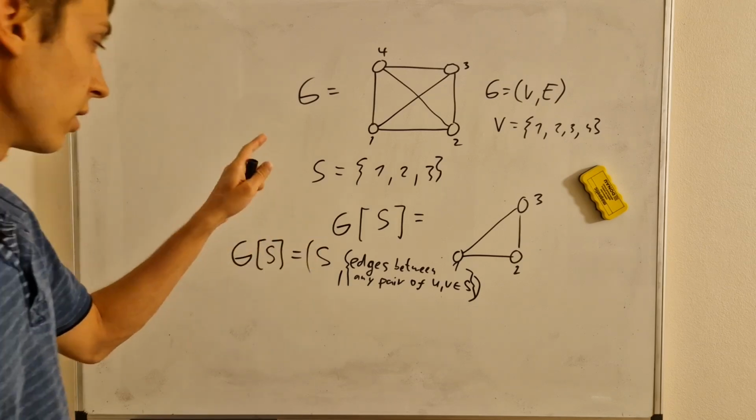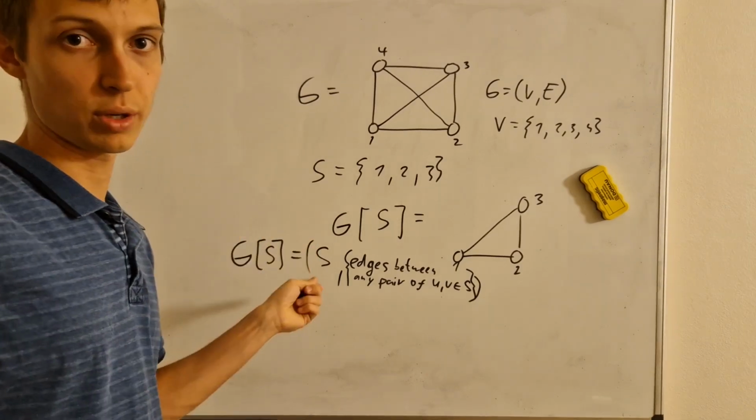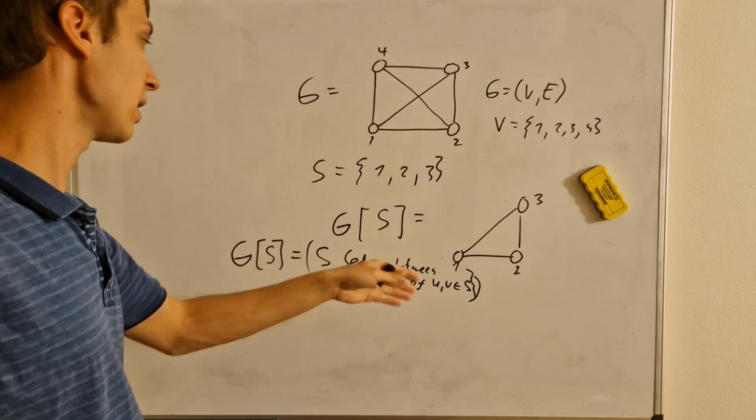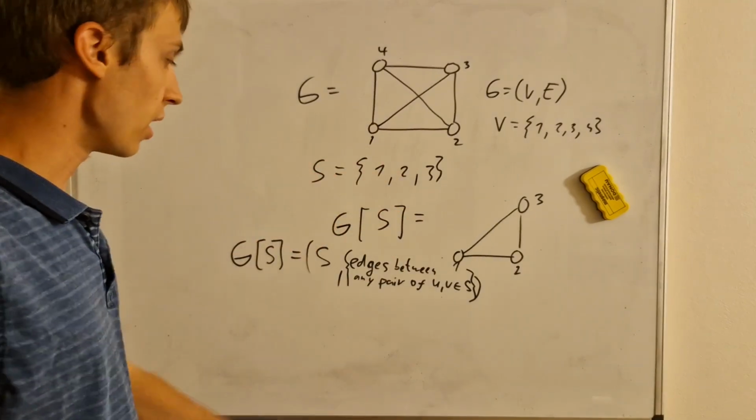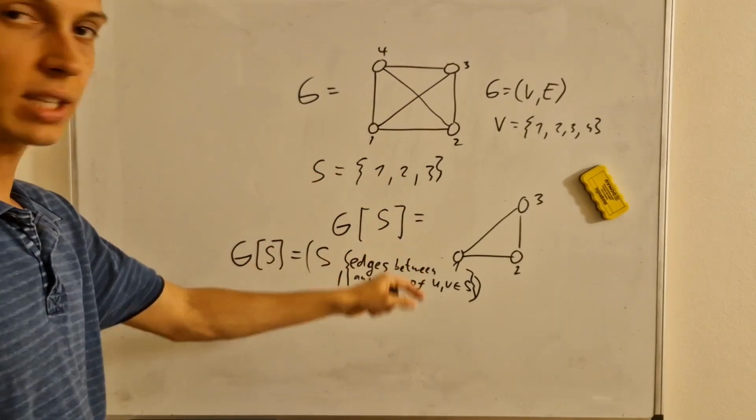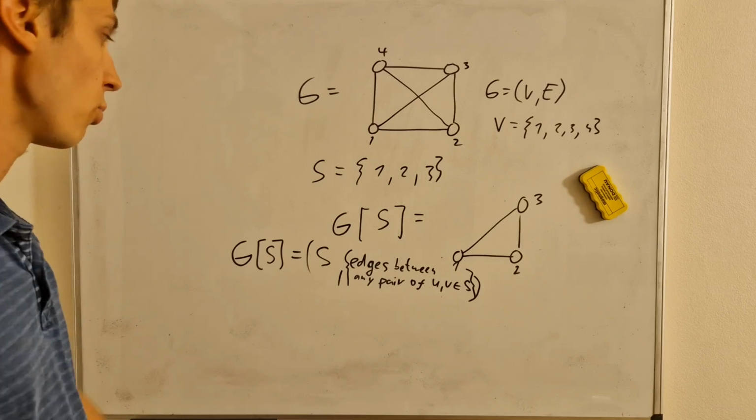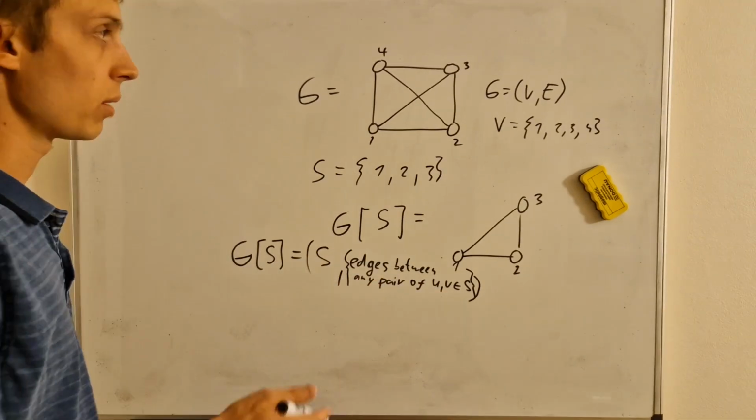We only take the vertices from the predefined set S. Here I chose these three to be in S. I could also just say 1, 2. And then the edges that will have to be in that induced subgraph are all the ones that are between these chosen vertices.